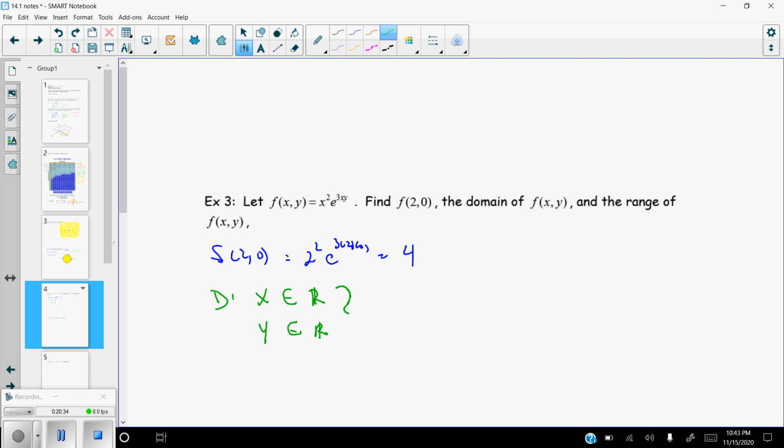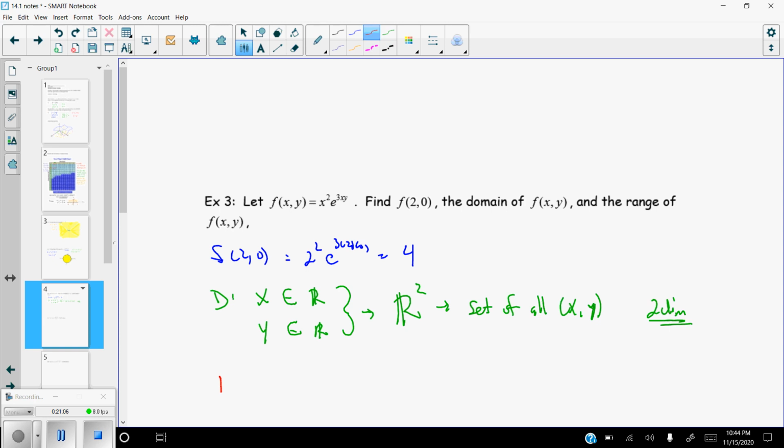So if we put both of those things together, since x and y can both be anything, the domain is the set of real numbers in 2 dimensions, or what we call R squared. The way that is said, it's the set of all (x, y). And that's a 2-dimensional thing. It's a 2-dimensional domain because it's got x and y. It's an ordered pair.